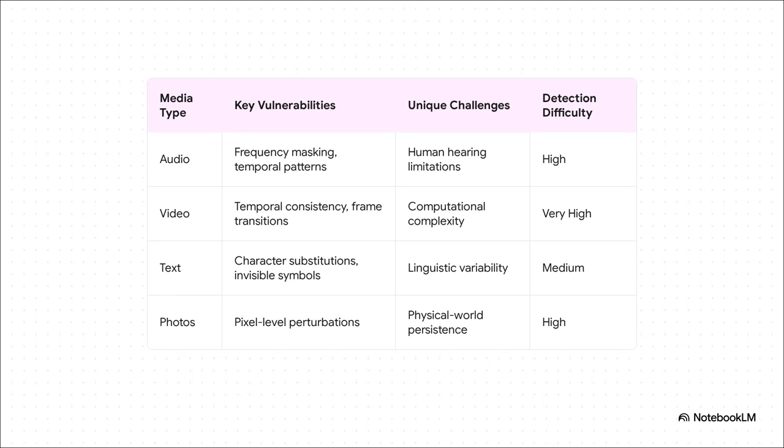Because the threat isn't just about tricking an AI with a photo. Oh no, it completely changes based on the medium. We're talking about ultrasonic commands hidden in audio that you can't hear, tiny flickers in a video you'd never notice, or even invisible characters slipped into text to completely change its meaning. And each one of these is its own unique, really difficult puzzle to solve.